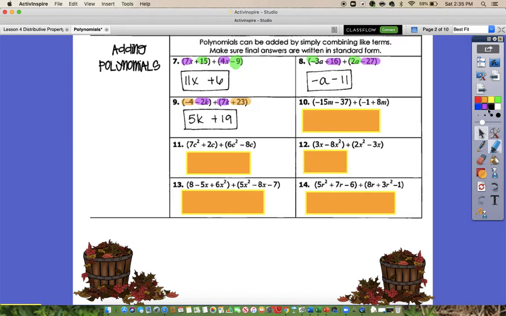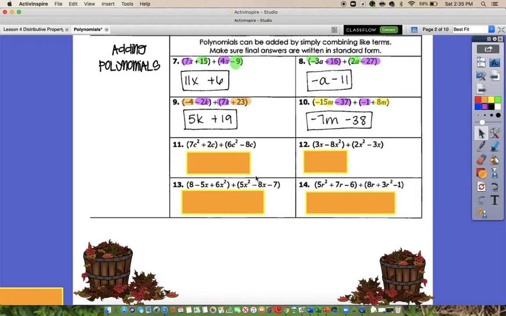And number 10, my variable terms are going to get combined, so negative 15m will get combined with positive 8m. And for my constants, negative 37 gets combined with negative 1. So negative 15m plus positive 8m would give me negative 7m. And negative 37 plus negative 1 gives me negative 38. So that's what we should have gotten for numbers 9 and 10.